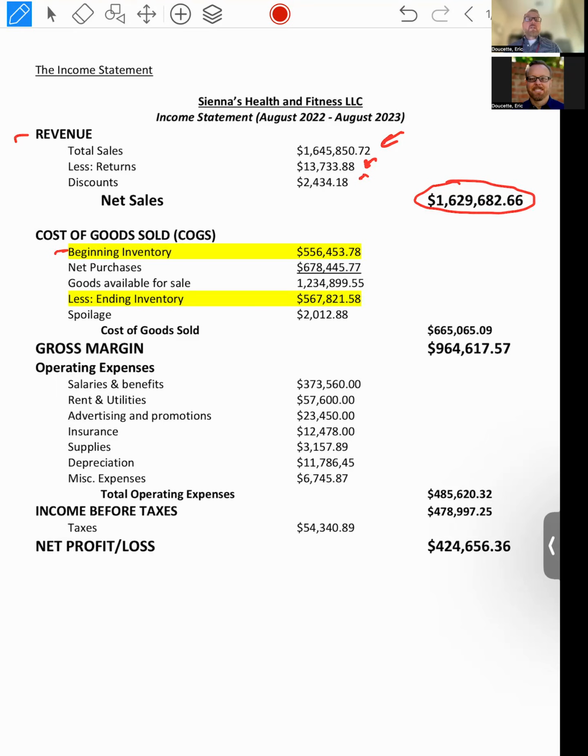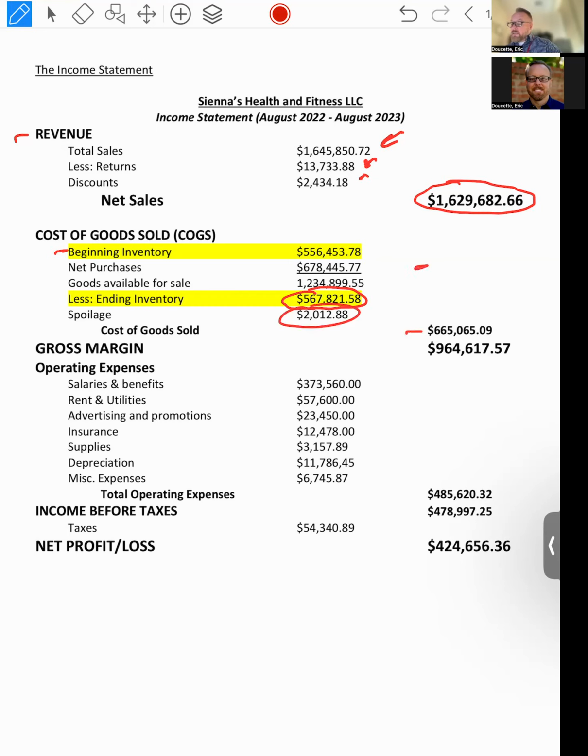So she had a total available in that year's time of 1.2 million. And then she has left after the year is over 567,000 in ending inventory. And then she had some spoilage, so she lost that. So she has to deduct all of those expenses from her total revenue. And so she had 1.629 million, but she has to take off the 567,000 as well as the 2,000 that came out to 665.